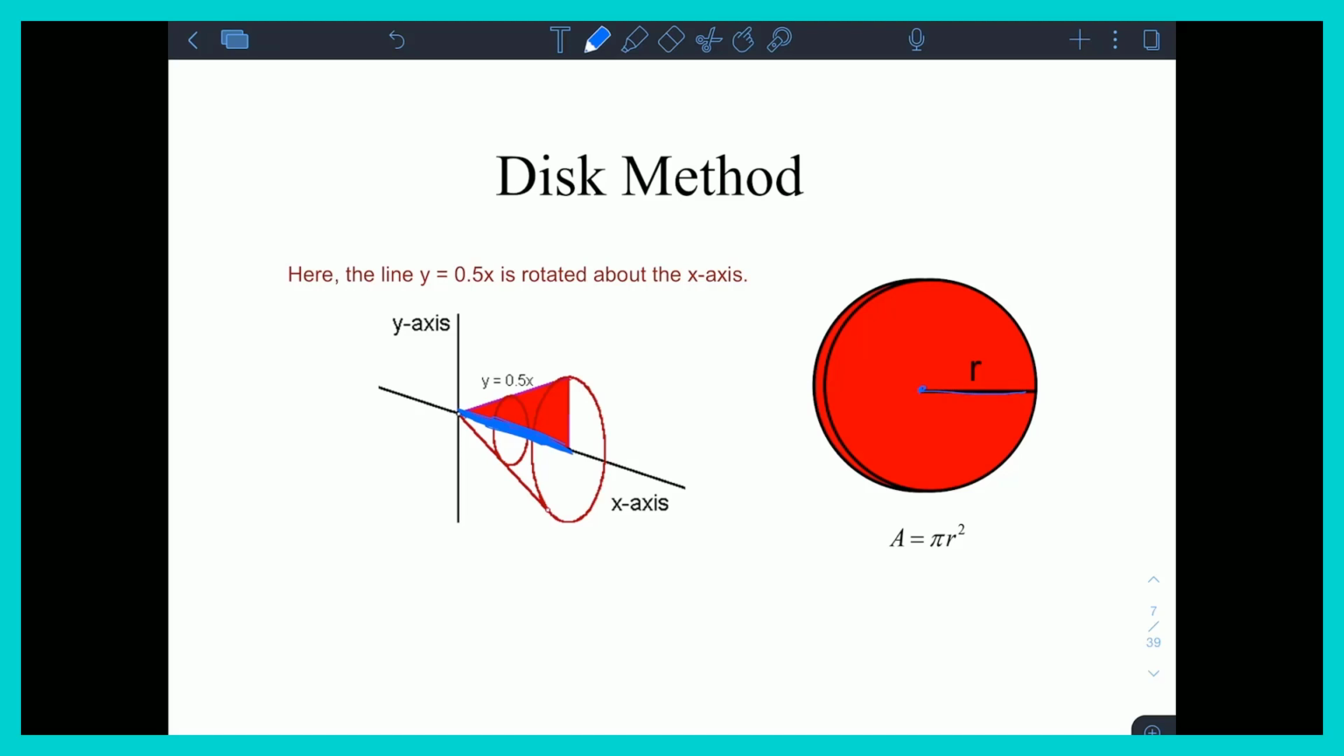To find the radius of a disk, you put your pencil on the axis of rotation, whatever you're revolving about, and you sketch all the way until the end of the curve. That distance is known as r. The nice thing about disks is the value of r is typically the curve. In this case, the value of r would be 0.5x.